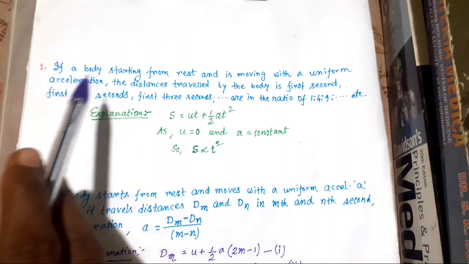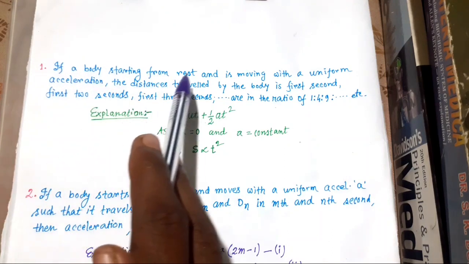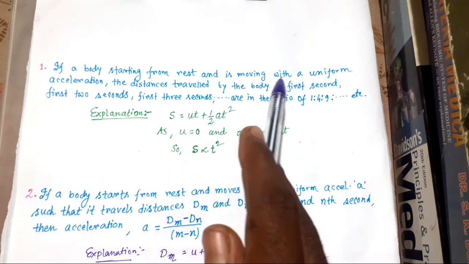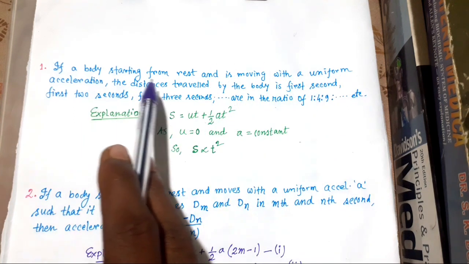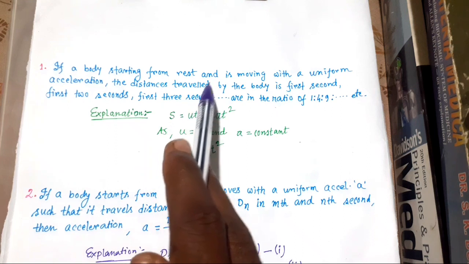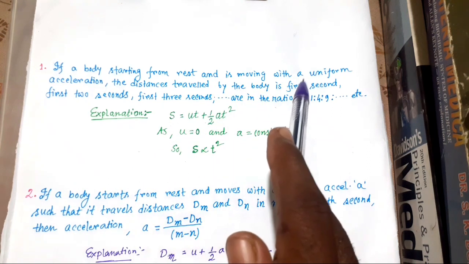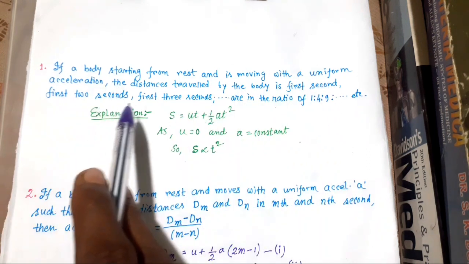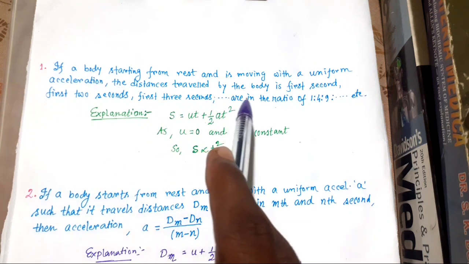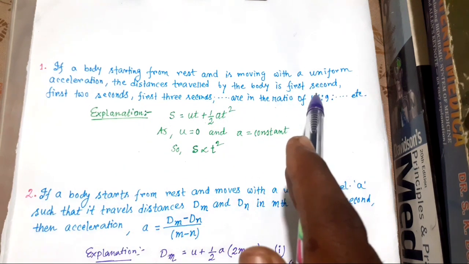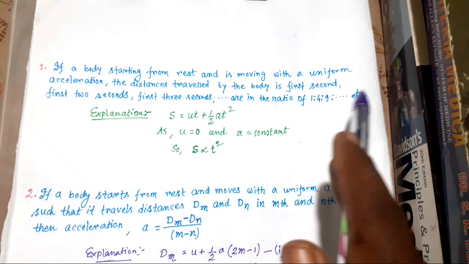So number 1: if a body starting from rest is moving with a uniform acceleration, the distances traveled by the body in the first second, first 2 seconds, first 3 seconds are in the ratio of 1:4:9, etc.